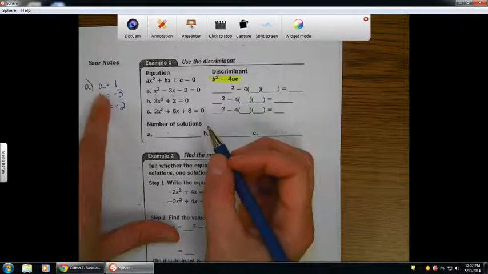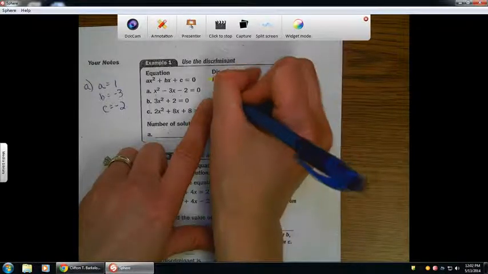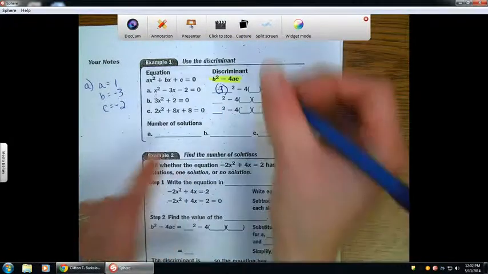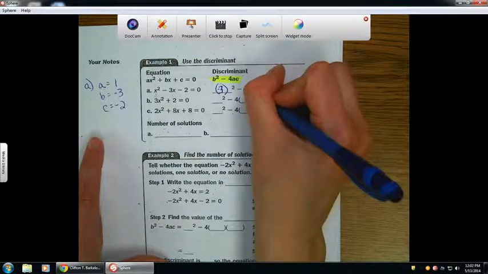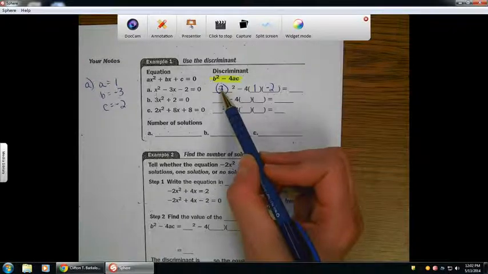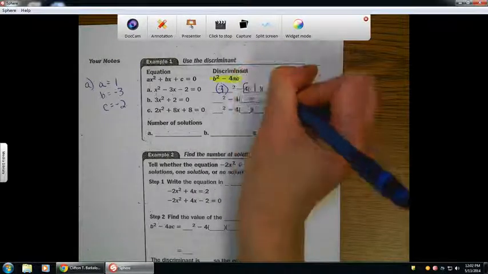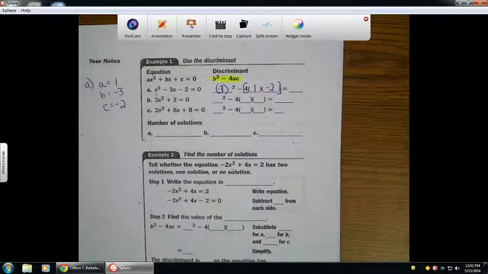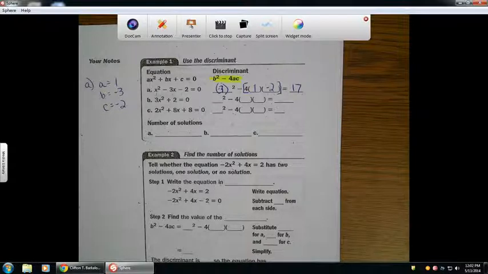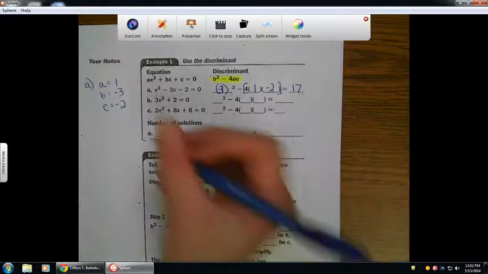So we're going to use our A, B, and C in our discriminant, and we are going to square our b, our negative 3, minus 4 times 1 times negative 2. And if you remember what I've said before, when you're doing this in your calculator, put the negative 3 in parentheses, minus, and I put that 4ac all in parentheses, and then hit enter. And when I do that, I get 17. My discriminant in this case is positive, greater than 0. Therefore, I have two solutions.